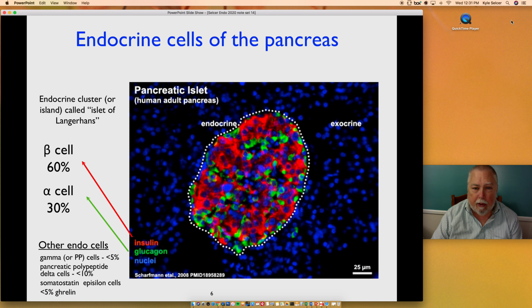Different view of it, with all the exocrine cells out there on the outside with just the nuclei stained, and then the endocrine cells with the beta cells staining in red here, producing insulin, the alpha cells staining in green, producing glucagon, and the blue staining is the nuclei of any type of cell. Then there's pancreatic polypeptide cells, and somatostatin epsilon cells. And then there's ghrelin cells as well.